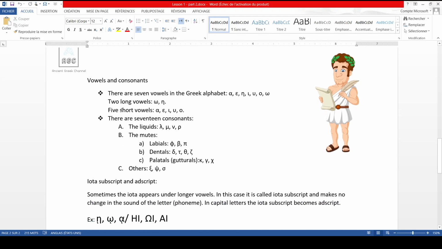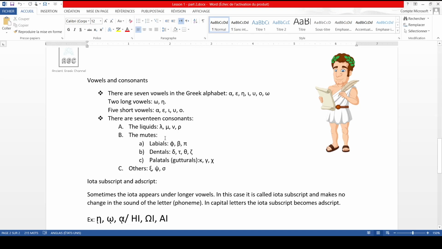Okay, so there are 17 consonants in 3 groups. The liquids: lambda, mu, nu, rho. They are called liquids because of their propensity to drop off a Greek word in some particular situation, especially in conjugation. So we will see these situations later.